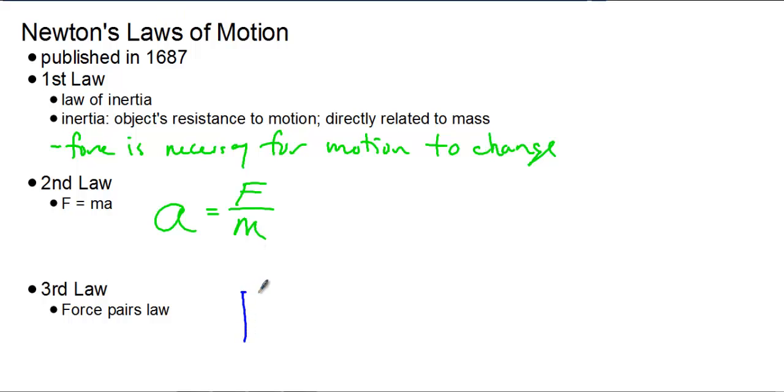Okay? So if I have a box and I'm pushing on the box. Let's put a hand here. So I'm pushing on the box with the same amount of force as the box pushes back on me. Okay? So forces always occur in pairs. If you hit a baseball with a baseball bat, the same amount of force is applied to the ball by the bat as the ball supplies back onto the bat. Sorry. So forces always occur in pairs. That's Newton's third law of motion.